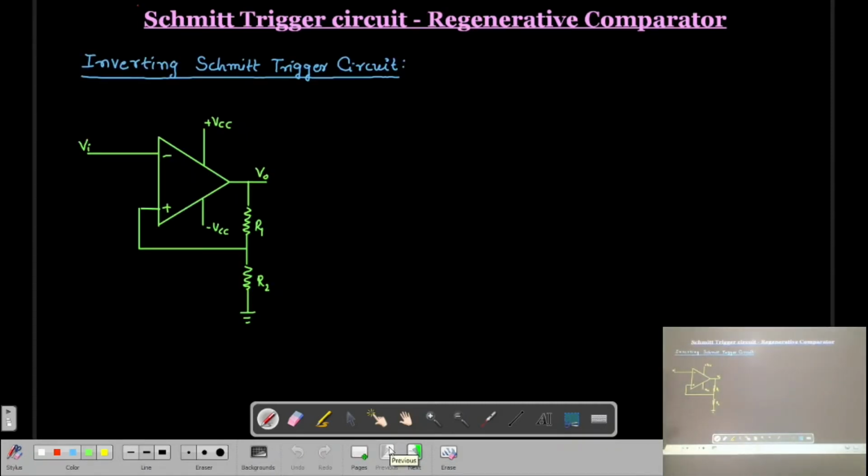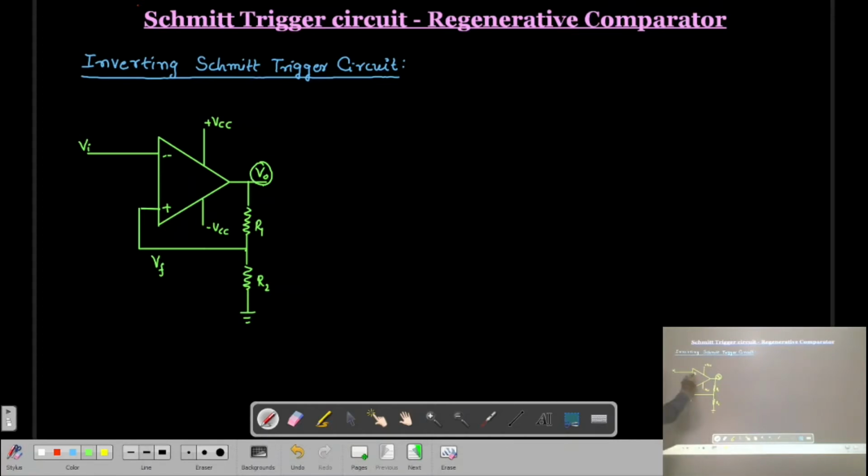Now the same circuit is here that you can see. Here, a fraction of the output voltage is given to the non-inverting terminal of the operational amplifier. This means the polarity of this output voltage and the polarity of the feedback voltage will be the same, and this ensures that we have a positive feedback.